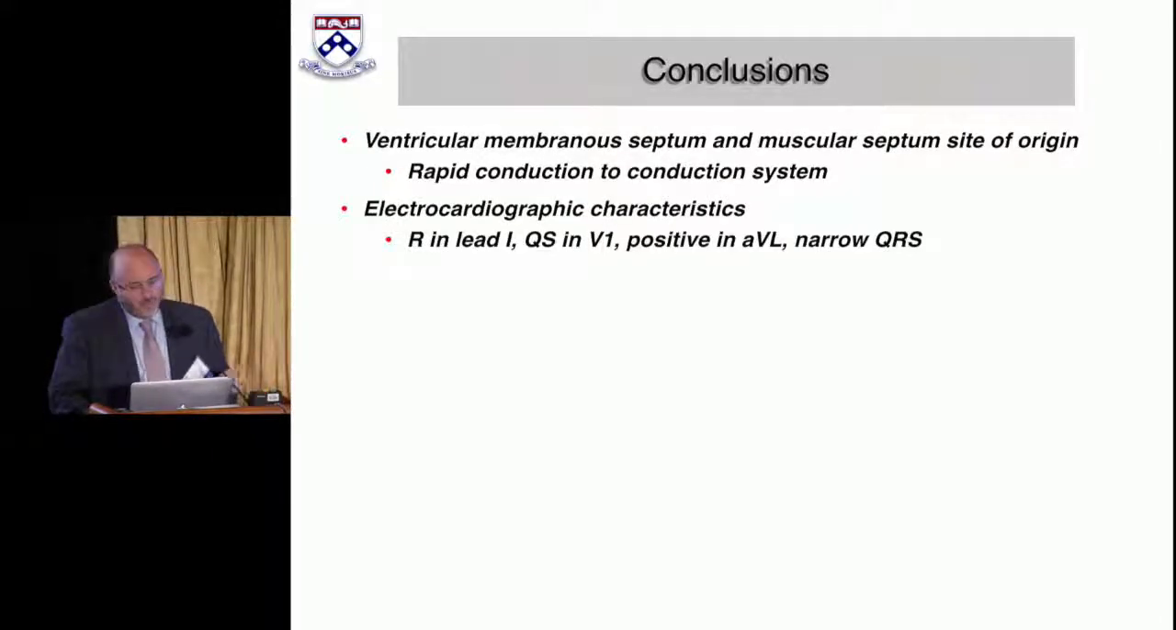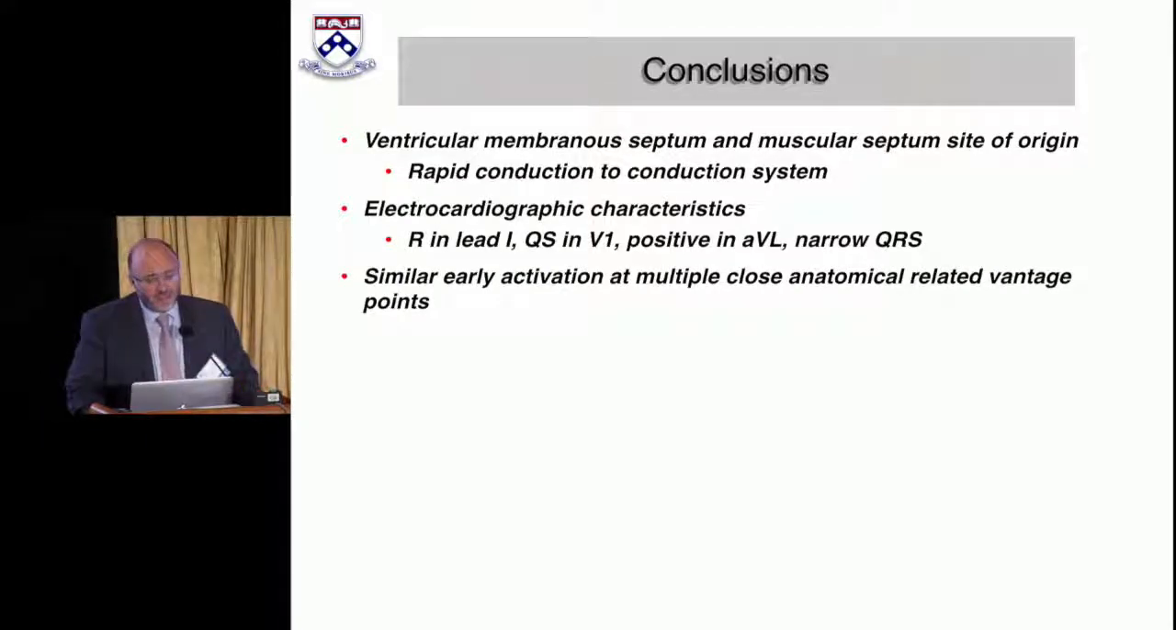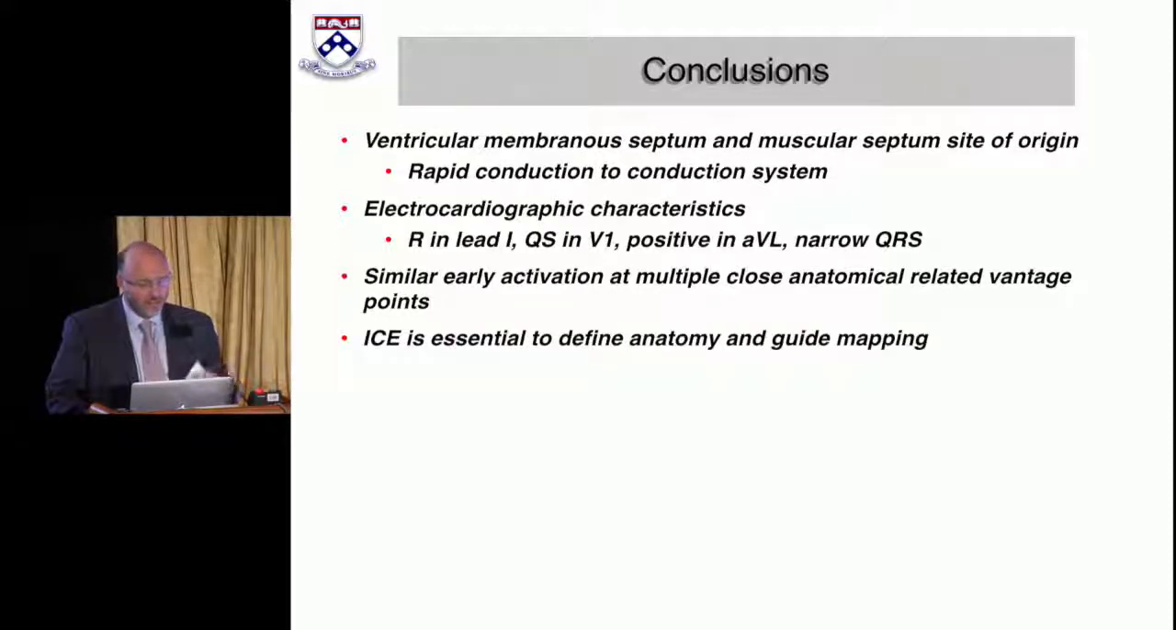The EKG with R in 1, QS in V1, positive aVL, and narrow QRS tends to distinguish this from RVOT PVCs or VT, but keep in mind that you still have to do detailed mapping. And you get similar activation times at different related vantage points that you need to use to your advantage to find the best one. Sometimes, if the PVC doesn't go away from that one, ablate from the other one, and usually there are minor changes in the EKG as you go.